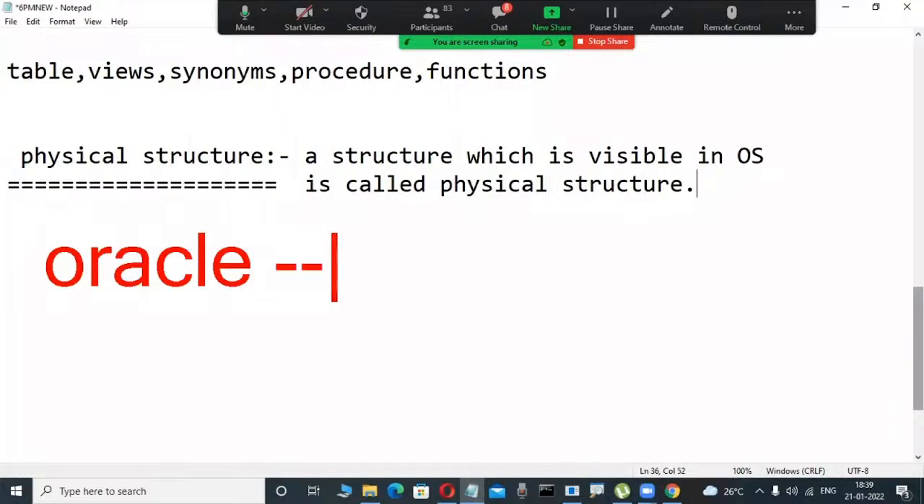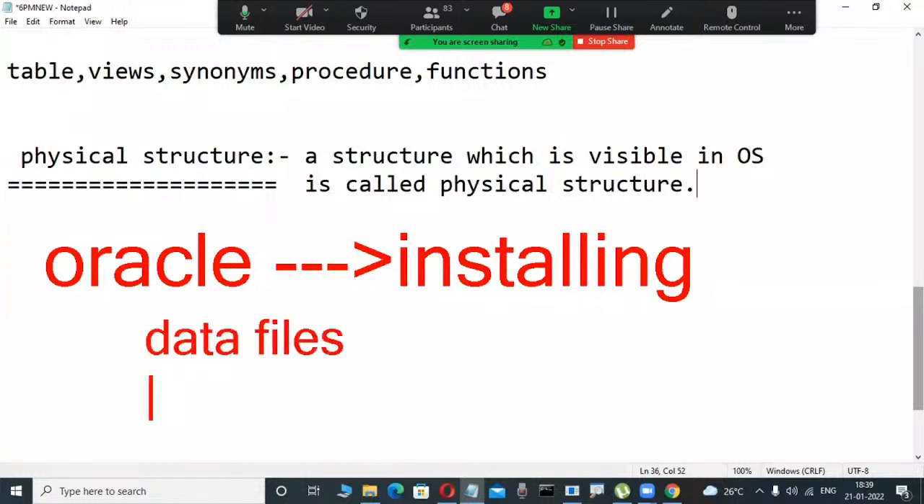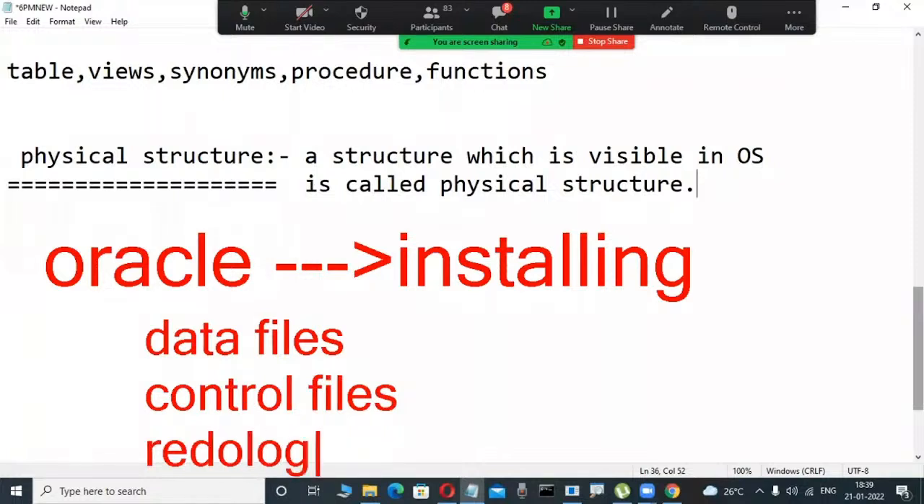MySQL, SQL Server, we are installing, for example. Whenever I'm installing Oracle, automatically physical files are created. Some physical files called data files, .dbf files, control files are created, and also redo log files are created. You may not have an idea about these yet. In the future DBA concept, this is roughly an introduction I'm giving in our course.